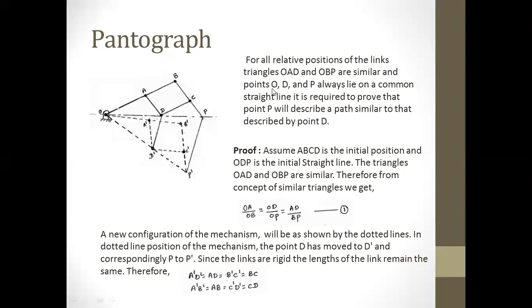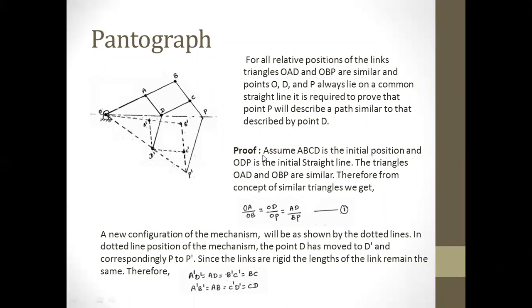Here you must know that points O, D and P will always lie in the same straight line. It is required to prove that the point P will describe the same path as that described by the point D. So whatever path D traces, that same path P also should trace. How to prove this? Using a particular derivation, there is a proof here.